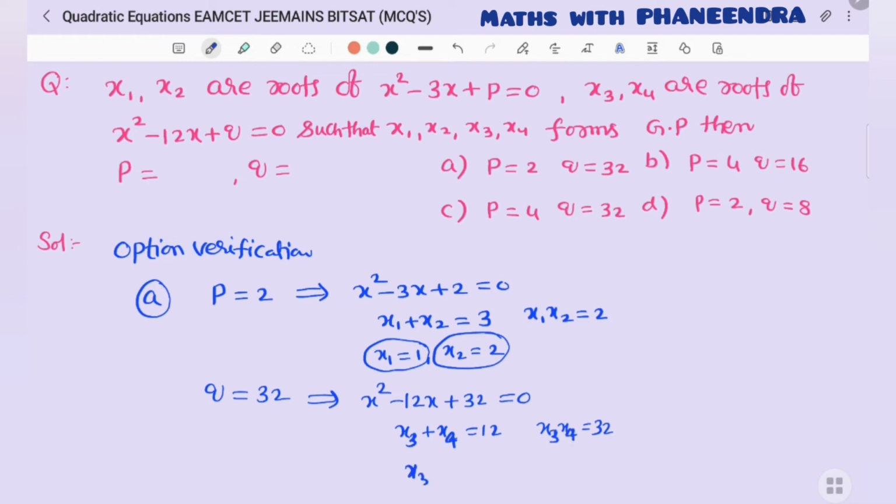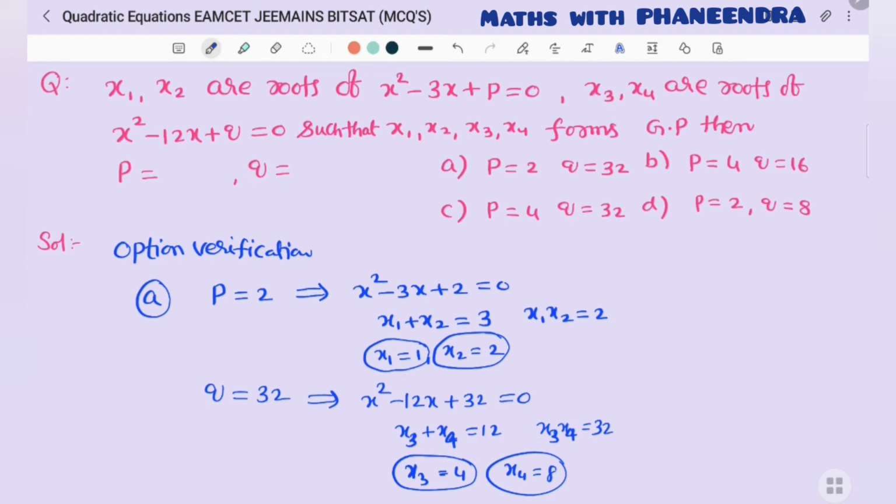I am taking x3 equal to 4 and x4 equal to 8. So the product of the roots, 8 into 4, is equal to 32. And 8 plus 4 is equal to 12. So the sum and product of the roots are also satisfied.